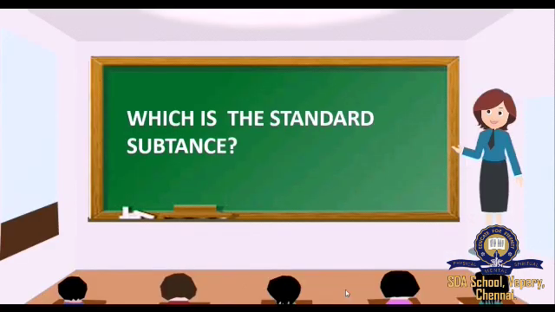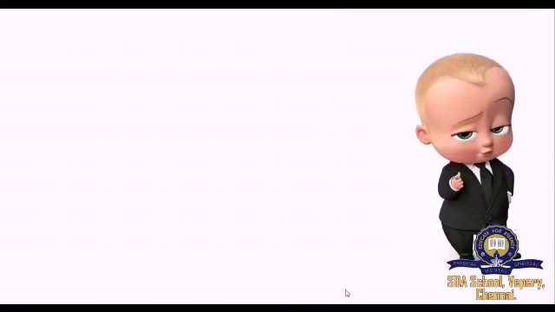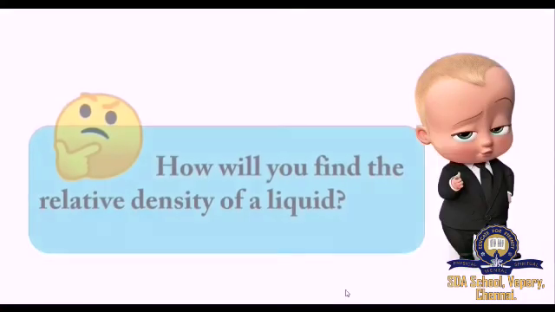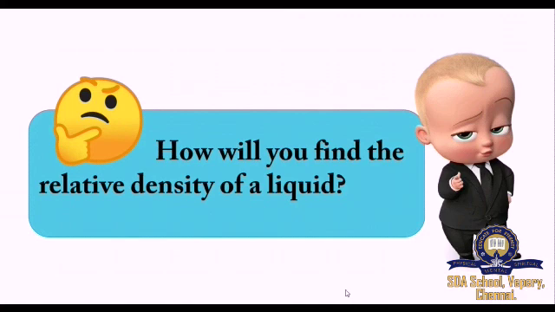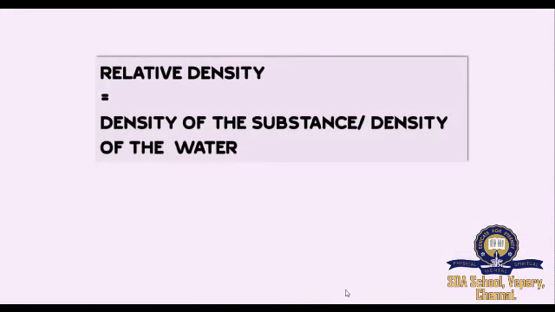What is the standard substance here? Water is the standard substance here. So we know what is relative density. How will you find the relative density of a liquid? For that you have to know the formula, right? Relative density is defined as the ratio between the density of the substance and the density of the water.